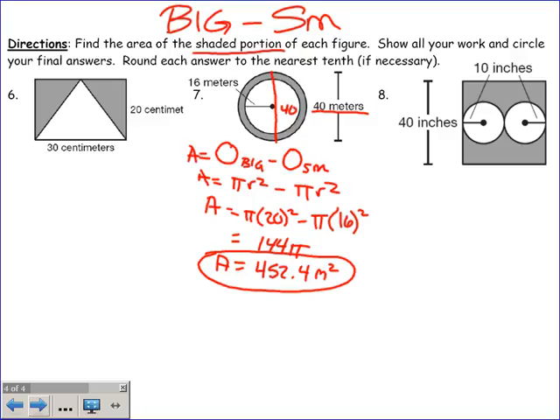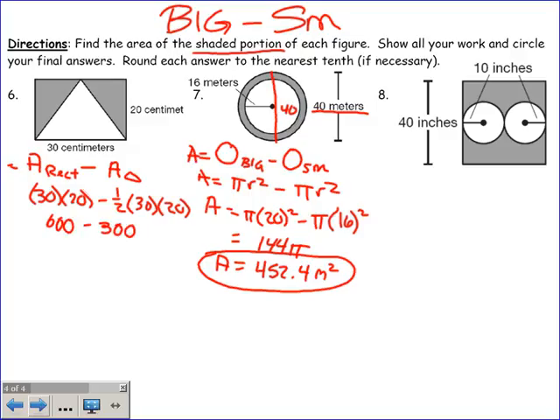Number 6, you basically have the area of a rectangle. And what you're going to do is subtract the area of a triangle. The area of the rectangle will be 30 times 20. The area of the triangle would then be 1/2 of 30 times 20. So 30 times 20 is going to be 600. Half of 30 times 20 is 300. So you would have 300 square centimeters.